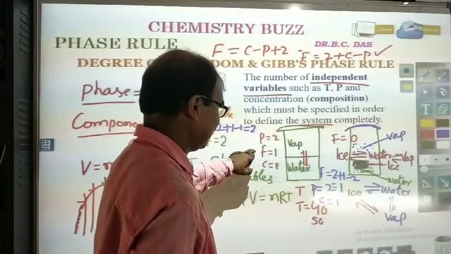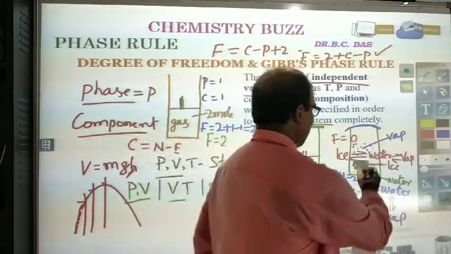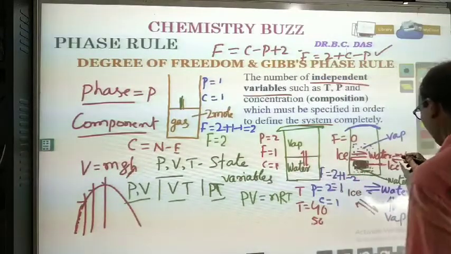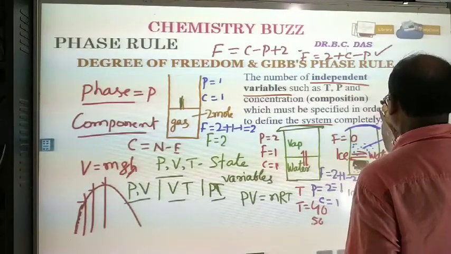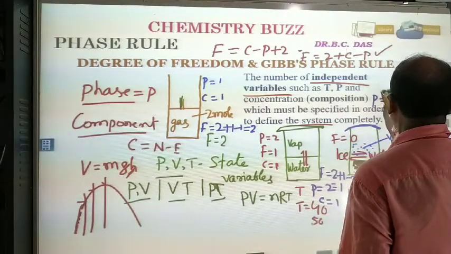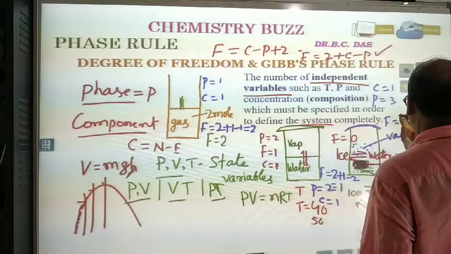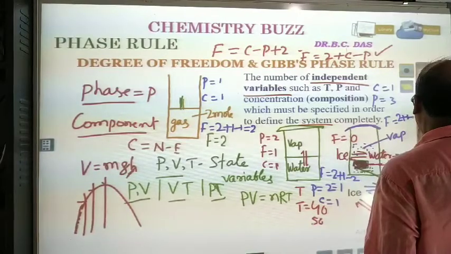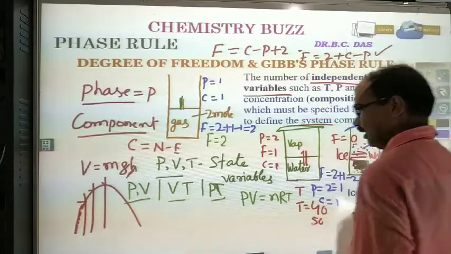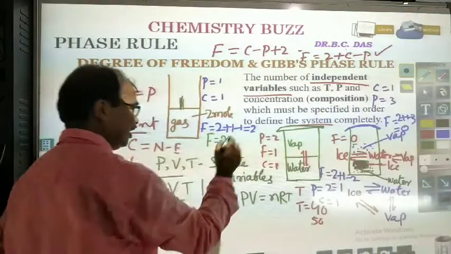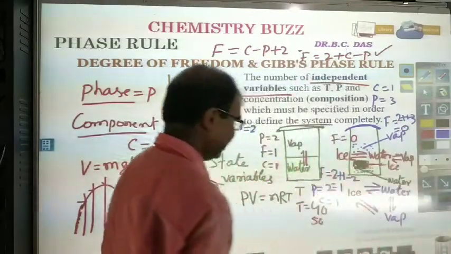So we have calculated from the basics that the degree of freedom is 1. And here the ice, water and water vapor are in equilibrium. In this case P is equal to 3, C is equal to 1, so F is equal to 2 plus 1 minus 3, which is equal to 0. So when the degree of freedom is 0, it is invariant.